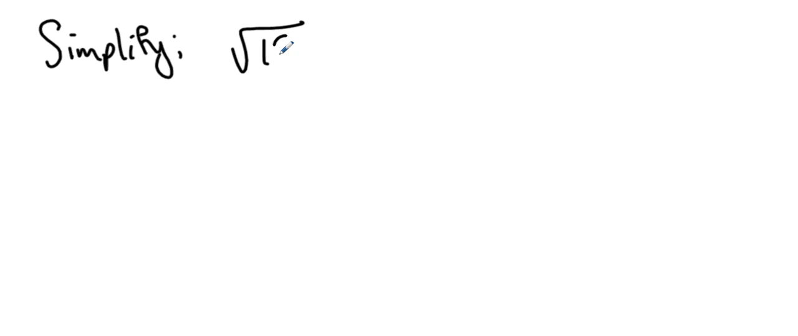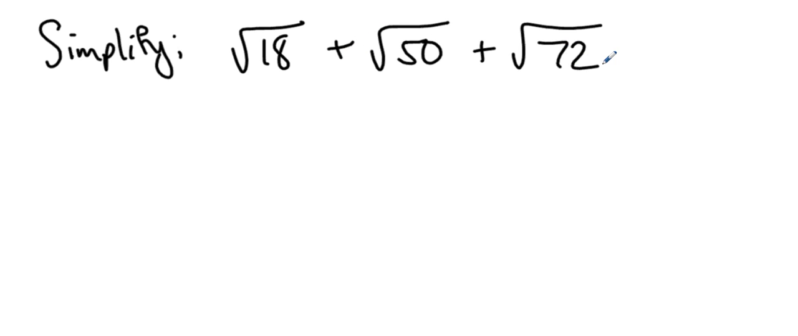One more thing we should talk about. We should talk about radicals. We should talk about how radicals work and why they are the bane of so many algebra students' existence. So consider the following. Let's simplify radical 18 plus radical 50 plus radical 72.